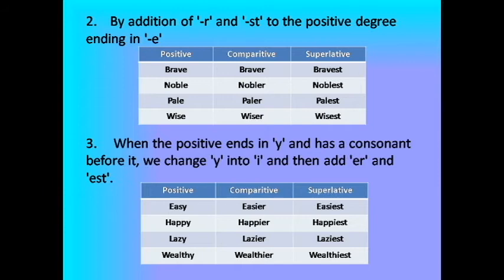Another such case is when the positive adjective ends in y and has a consonant before it, we change y to i and then add er or est to it. Easy in the positive degree changes into easier in the comparative degree by removing y from it and adding ier instead of it. And in the superlative degree, easy changes to easiest by removing y and adding iest instead of it. The same is for the other examples also.